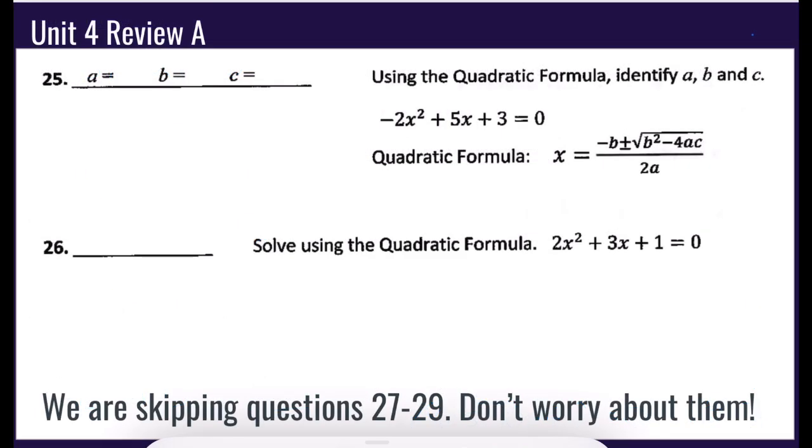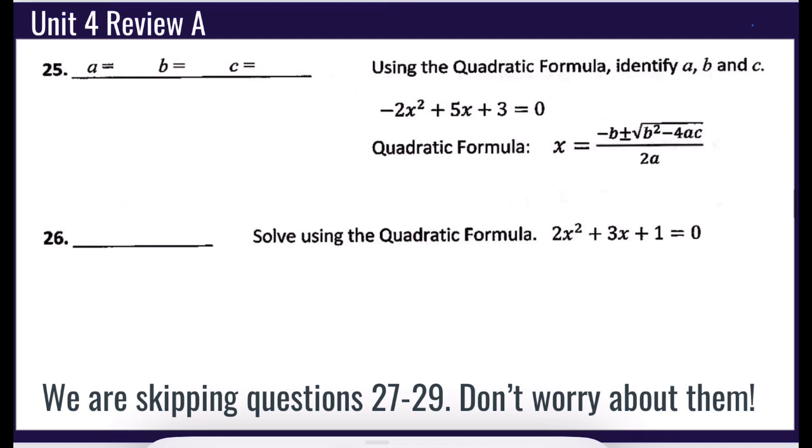25 and 26 are dealing with the quadratic formula. 25 is an easy one. We're just identifying parts. And remember that our format is ax squared plus bx plus c equals 0. So if they want us to identify the a, b, and c, the first thing we have to do is make sure that our equation equals 0. It does. Negative 2x squared plus 5x plus 3 equals 0.